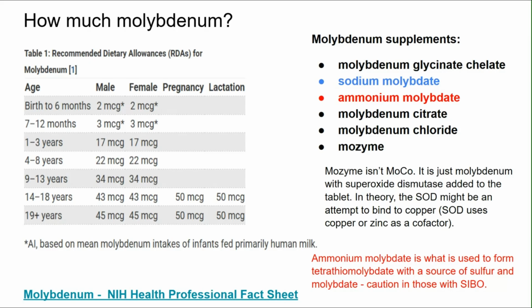So ammonium molybdate is what's used to make tetrathiomolybdate, and I'm going to show you the next slide. But basically, I don't recommend ammonium molybdate for this reason: if you have SIBO and you happen to have hydrogen sulfide producing bacteria, then you're at risk for making your own tetrathiomolybdate. Now, this is really seen in animals that chew the cud, ruminants. But in theory, it could happen in humans.